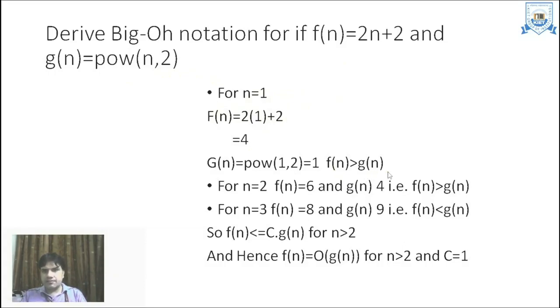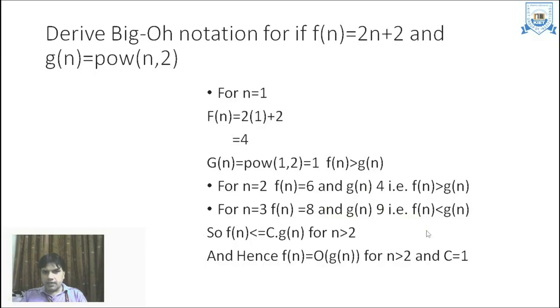So in this case, f(n) is greater than g(n), which is not what we want. That means this value of n is not valid. We need to increase further. So we take n equal to 2. In this case, f(n) is 6 and g(n) is 2 square, 4. Again f(n) is greater, but we want f(n) to be less. So again we take n equal to 3. f(n) would be 8, and g(n), the square of 3, would be 9.